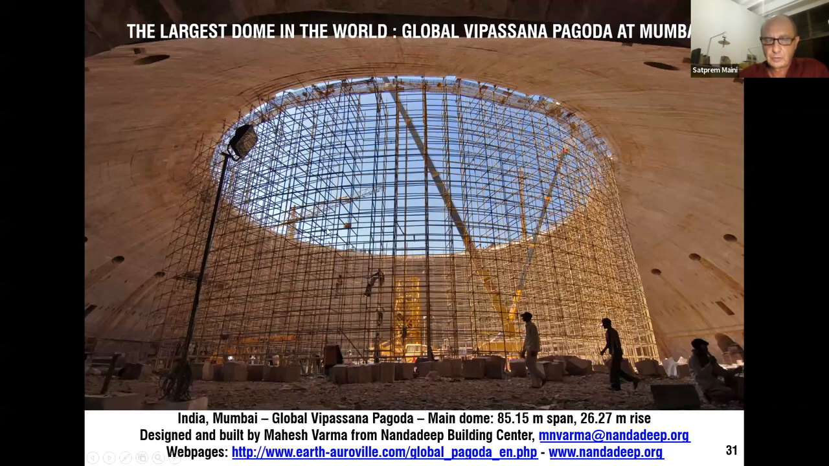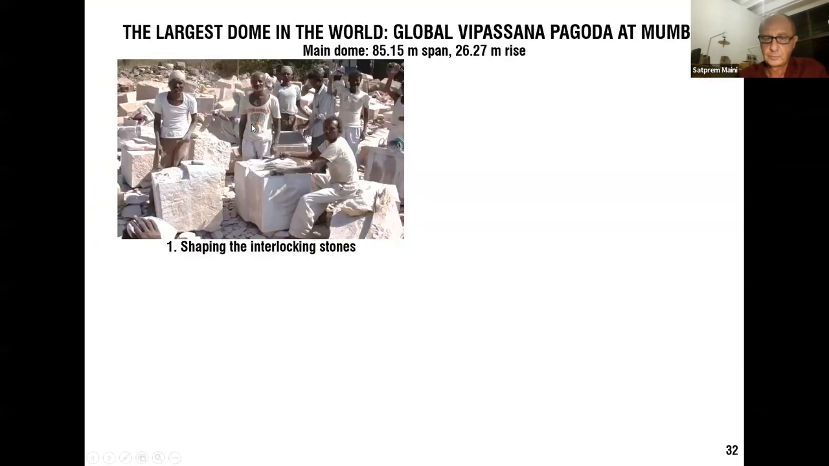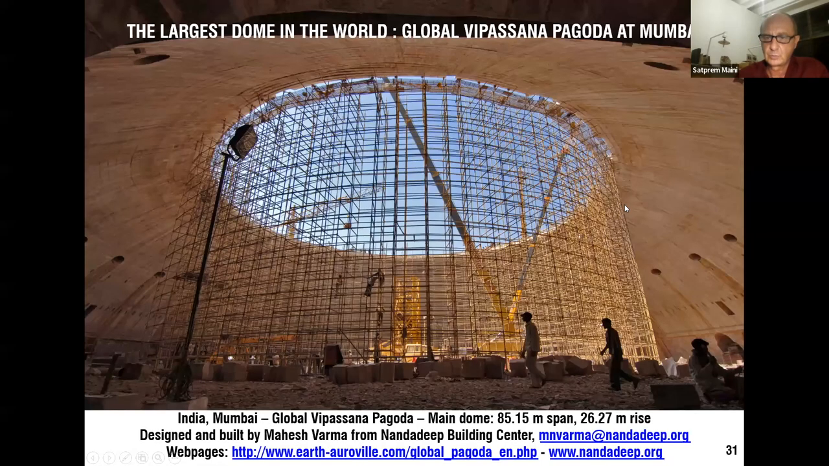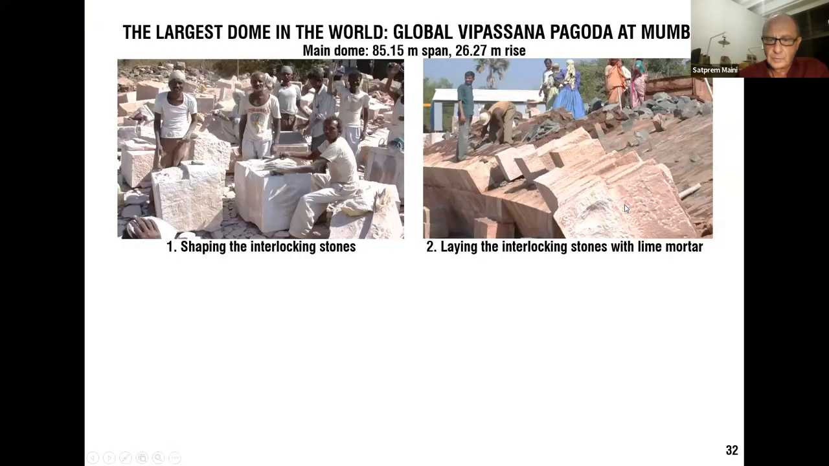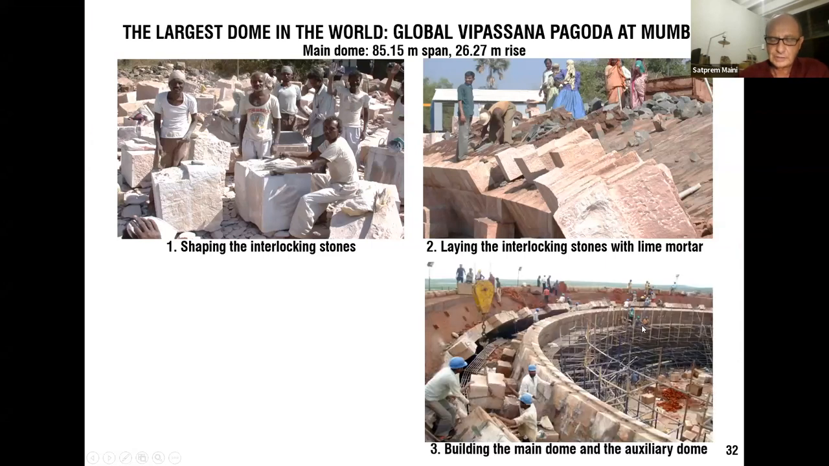So the shaping of the interlocking stones, because this was built with stones without any support. Okay, you can see here, we have a lot of scaffoldings for people to stand, but no support for the dome. So that's why they had interlocking stones, because they were laid with lime mortar, and they could rest on each other while building the dome. You can see, and the dome was not one single section of the dome. It was, in fact, you had five domes in the same building.